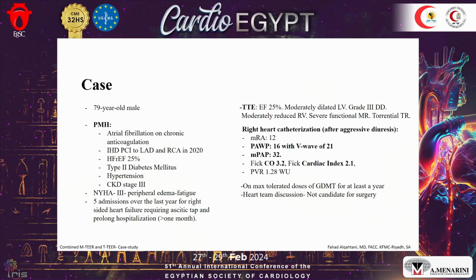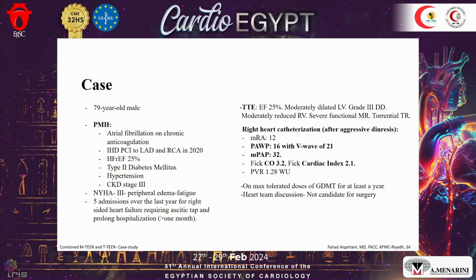Severe functional MR, torrential TR. We did right heart catheterization, and after aggressive diuresis, mean arterial pressure was still high, 12. Wedge pressure 16 with a V wave of 21. This is after aggressive diuresis. The patient was there for a month.